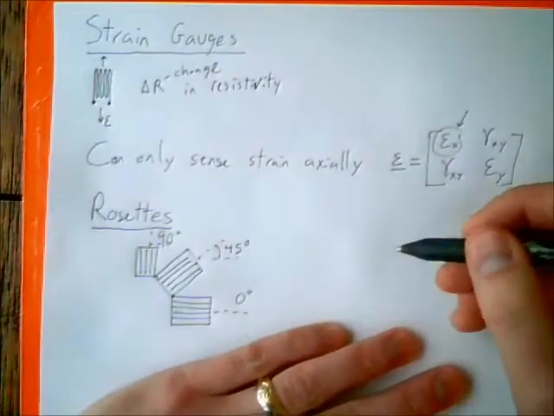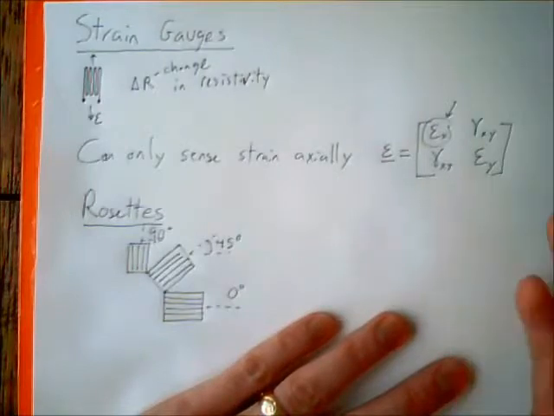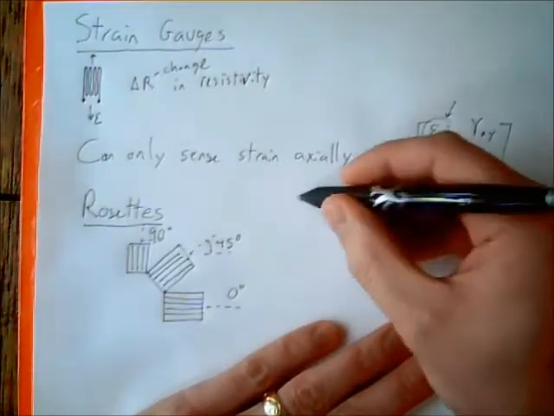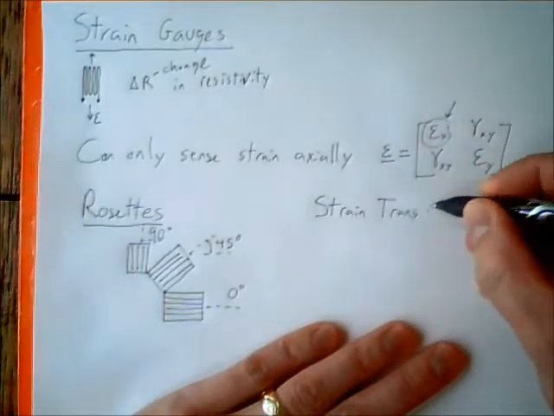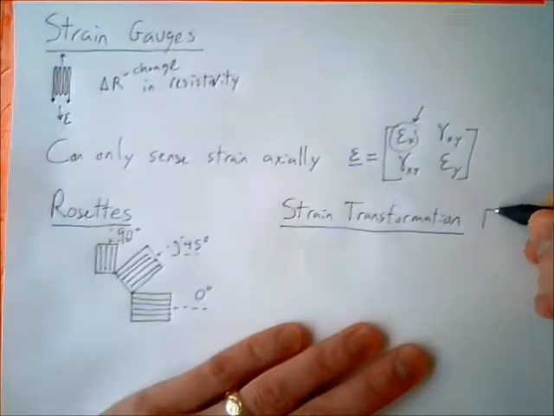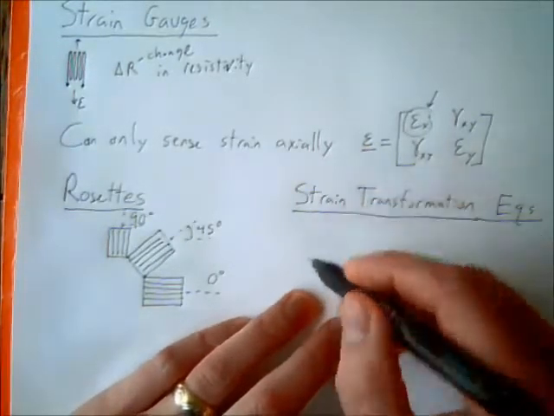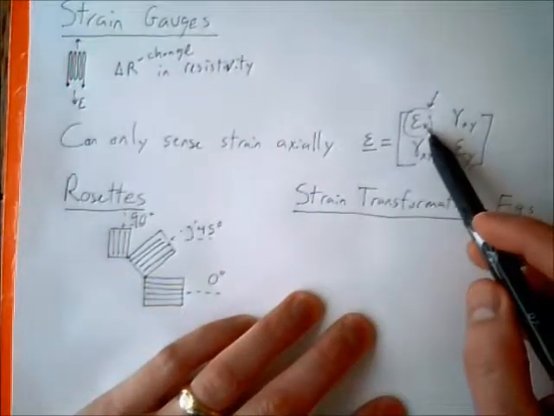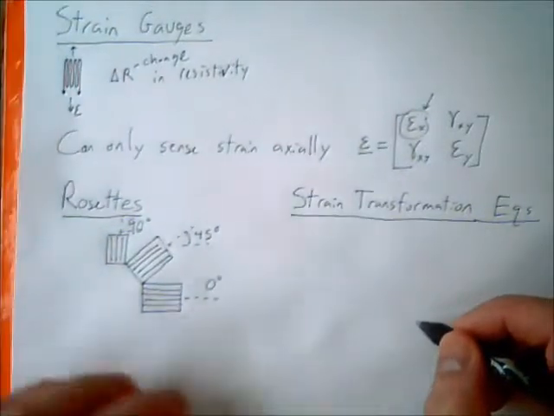So, if you remember, we had our stress transformation equations that we talked about a while ago. The strain transformation equations are very similar, or nearly identical. Strain transformation equations here, if you remember, transforming in 2D from a given strain epsilon x, gamma xy, and epsilon y, the strain in a new rotated orientation.